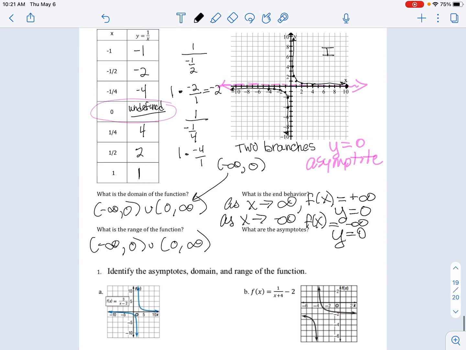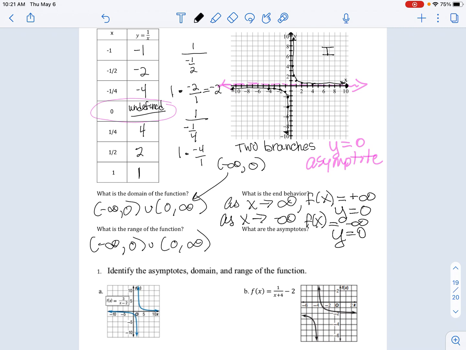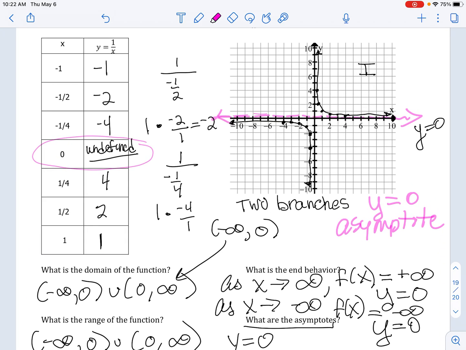Right? And so we have an asymptote, but we also have another asymptote because it says, what are the asymptotes? Well, we know that one of them is the line y equals 0. That's this one right here. But look at the graph as x approaches 0 on either side. So as it approaches 0 from the right and as it approaches 0 from the left, we also have an asymptote that is the line x equals 0.